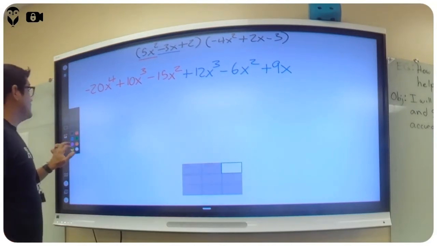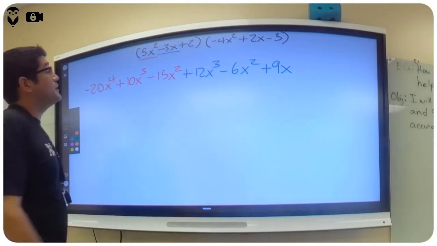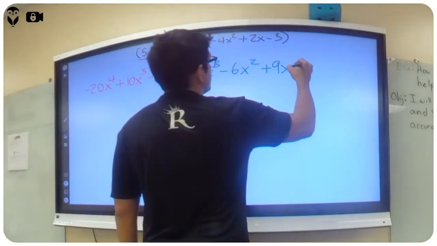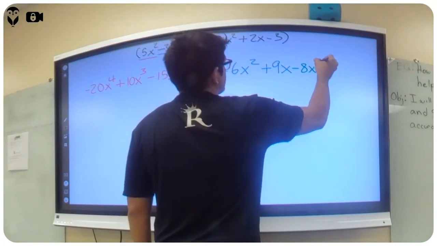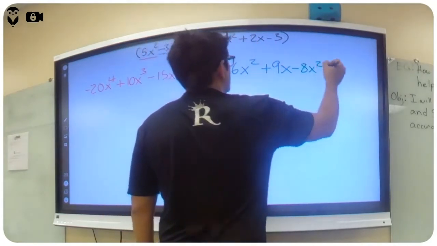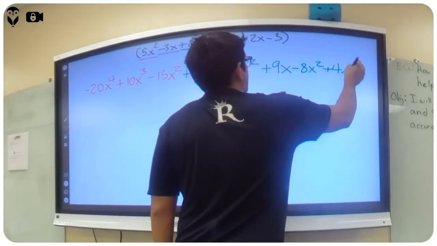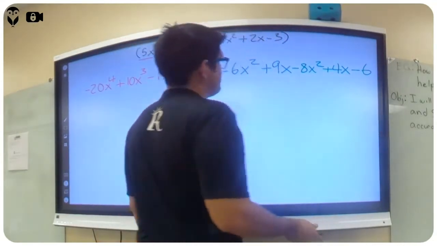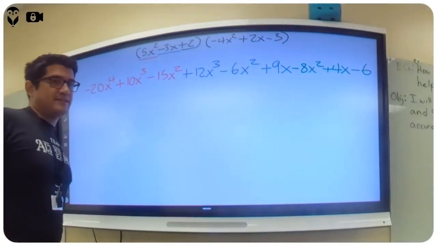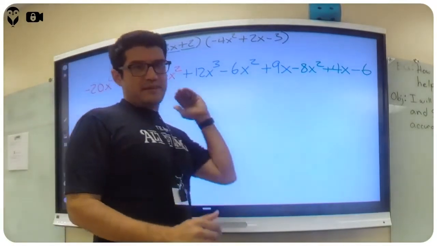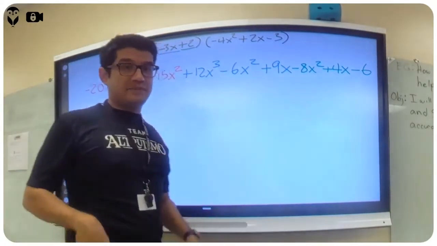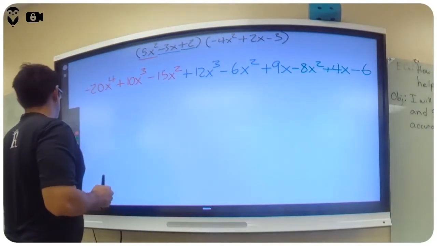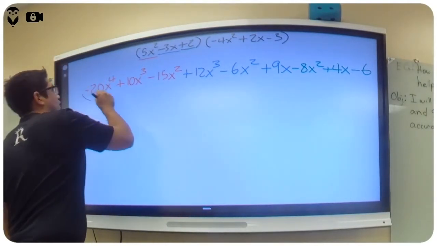The next color is green for the next step. So now it's just 2 times everything over here. So it's going to be negative 8x squared. It's going to be positive 4x. And it's going to be negative 6. Totally fit. Now with my new camera, this might look slightly tilted, but that's fine. It's working. All right. Now, our next step, which is going to be in purple, is to consolidate this.